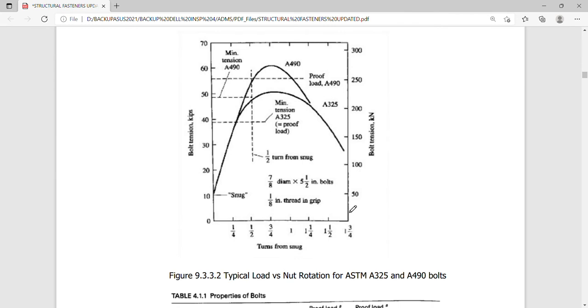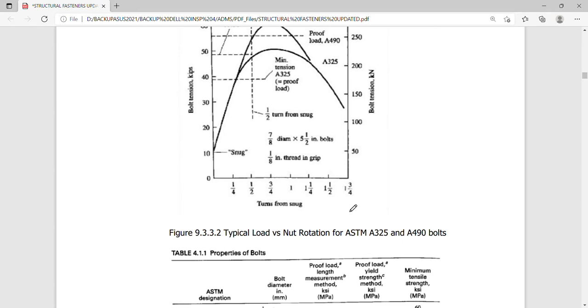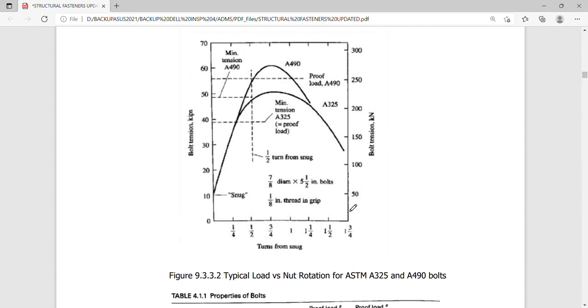So we have here a typical load versus nut rotation for an ASTM A325 and A490. This is plotted by applying a bolt tension in terms of the number of turns made on the nut, from a starting point which is called the snug. So the snug is actually the reference point upon which your number of turns is measured.